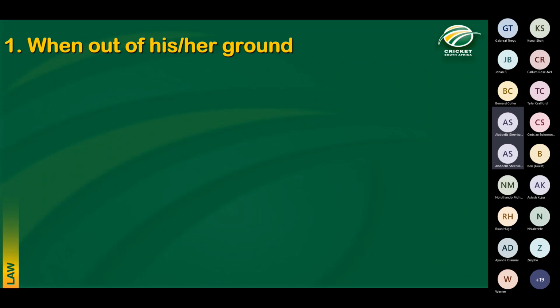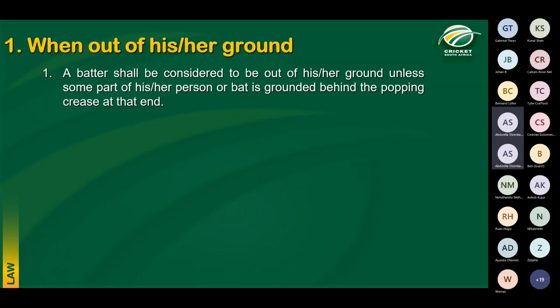Just to summarize what was just explained in the video. So when is a batter out of his or her ground? A batter shall be considered out of his or her ground unless some part of his or her person or bat is grounded behind the popping crease at that particular end. So you need to have some part of your person or bat grounded behind the popping crease.